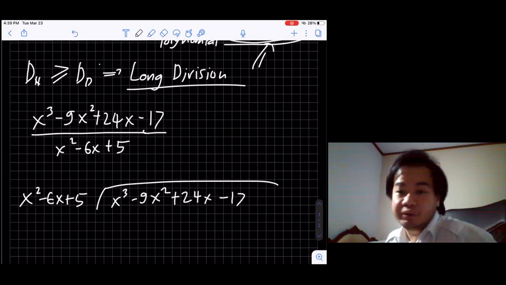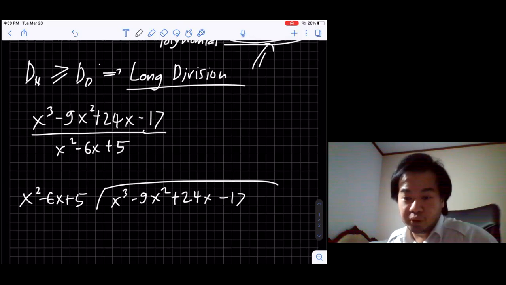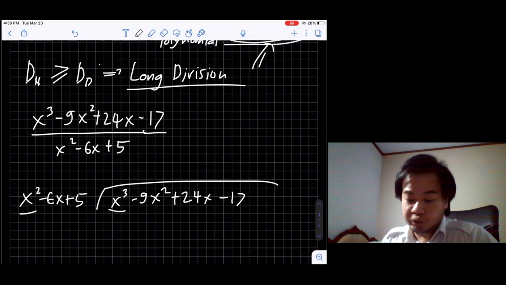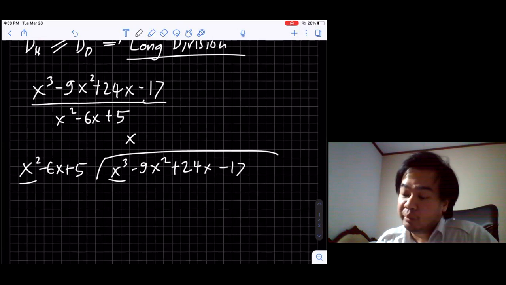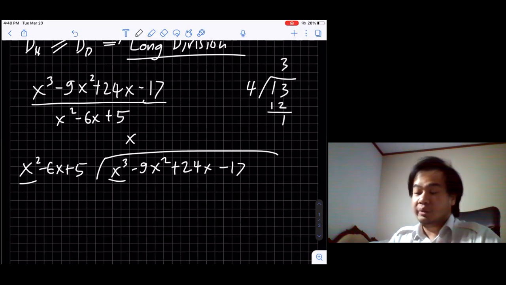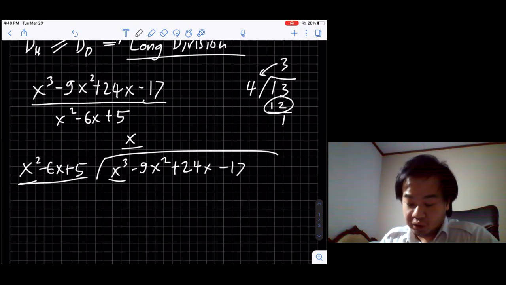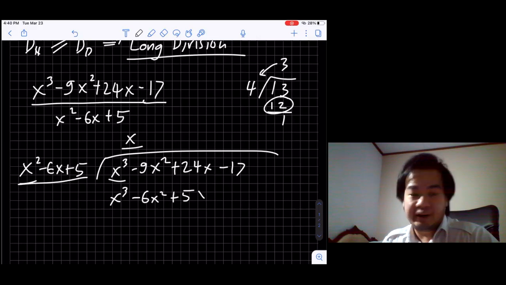And I hope you still remember how to do long division of two polynomials. Divide x cubed with x squared, the result is x. And then always remember the principle when you divide 13 with 4, so it's 3 and then 12 and then 1. So basically you need to multiply 3 with 4 to put it here. So you need to multiply x with x squared minus 6x plus 5. So you put it here, x cubed minus 6x squared plus 5x.